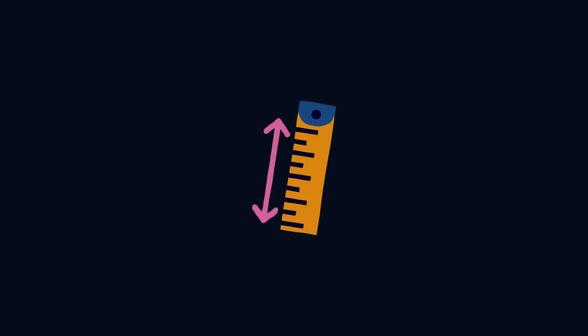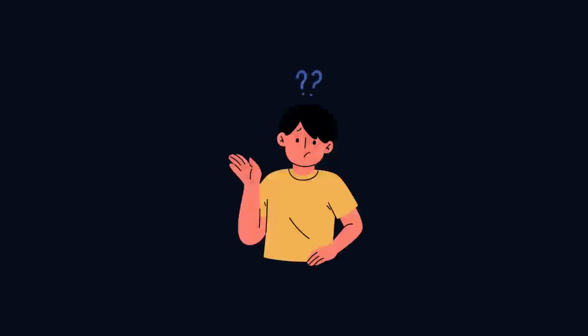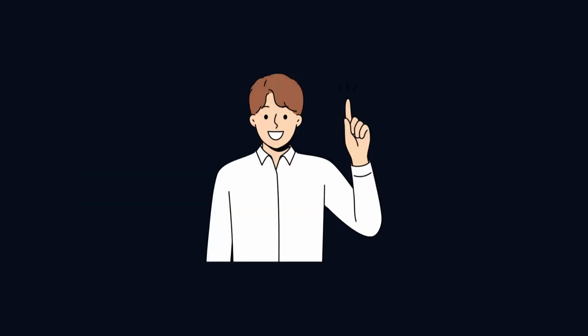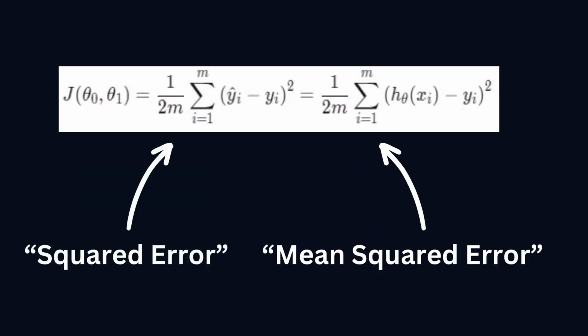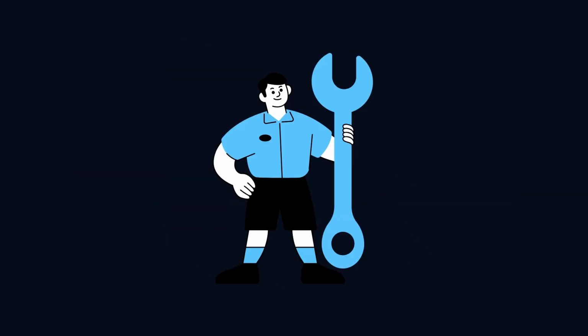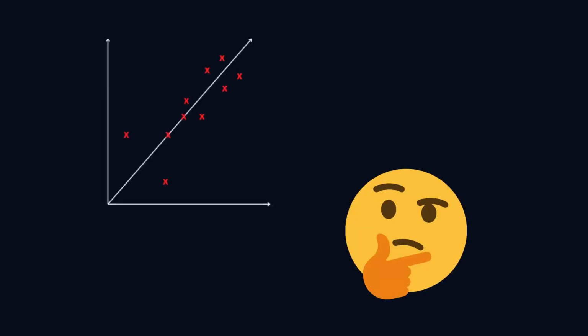A function for measuring how good our hypothesis is called the cost function. The cost function is like saying how wrong are we on average. It calculates the mean of the squared differences between our guess and the real outcome. This is known as the squared error or mean squared error function. This function helps us figure out how much we need to adjust our guess to get it right the next time. Let's see how the cost function helps us with linear regression with one variable.